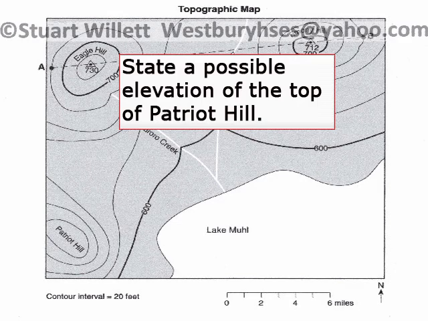The next question. State a possible elevation of the top of Patriot Hill. Well, Patriot Hill is down here on the left. I've just highlighted it. And when they say possible elevation, that could be the lowest possible, the highest possible, or anything in between.